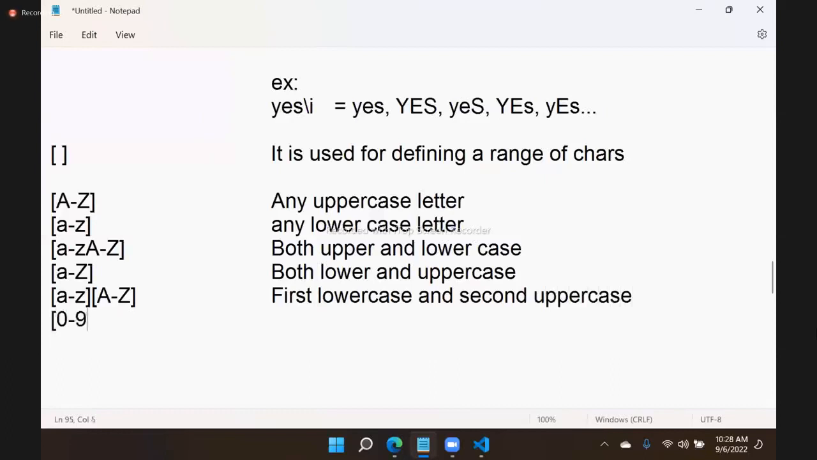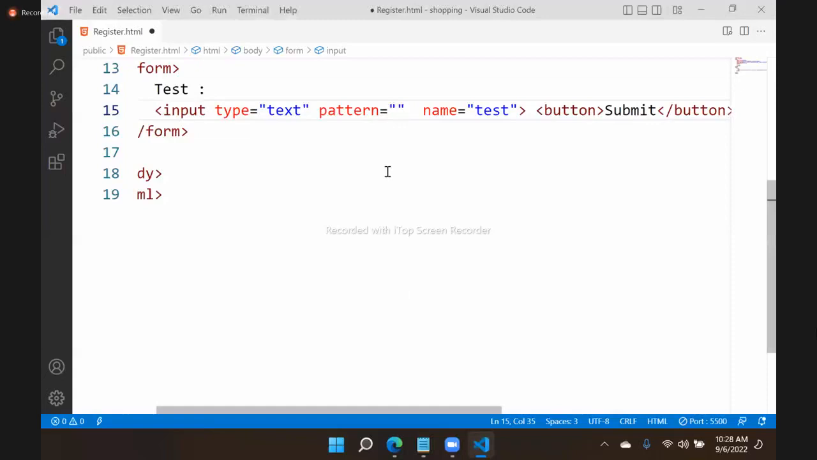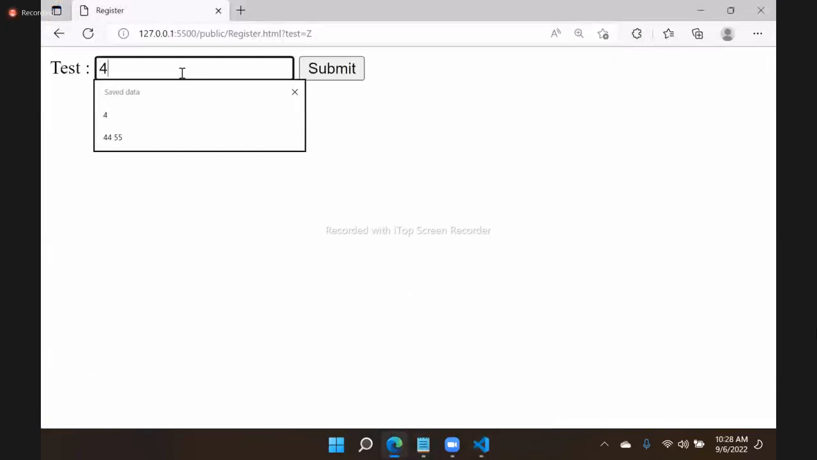You can write 0-9. This indicates any single-digit number, equal to /d. You can write /d or you can write 0 to 9. That means it indicates a number. It allows a number. You can define the range, any single-digit number. That means if you write 0-9, then it will allow only a number. That means 4 and 6, so 2 or 1, any single-digit number is allowed. Alphabets are not allowed.